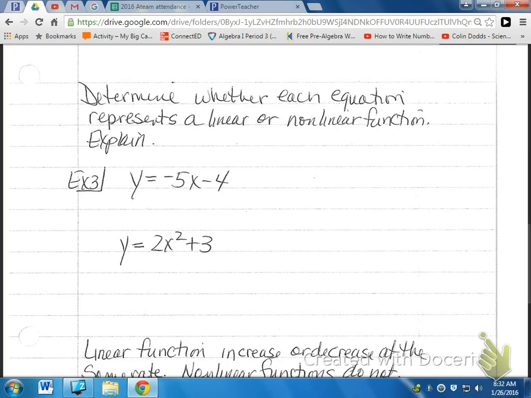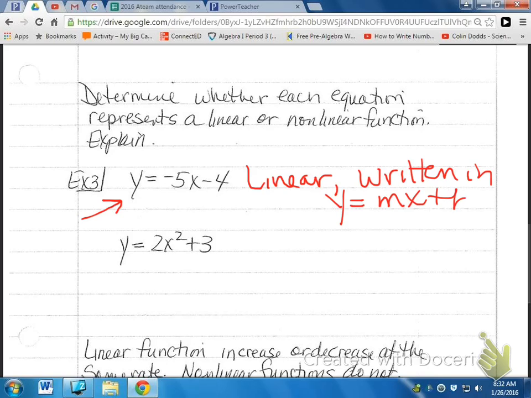So for example 3, y equals negative 5x minus 4. What are you thinking? Are you thinking that's linear or nonlinear? Trayton. Linear. Okay, linear, and why is that? Because there's no exponent. Okay. What we might want to say on that is it can be written in y equals mx plus b form. That's kind of the key, that it can be written like that. Y equals mx plus b form.